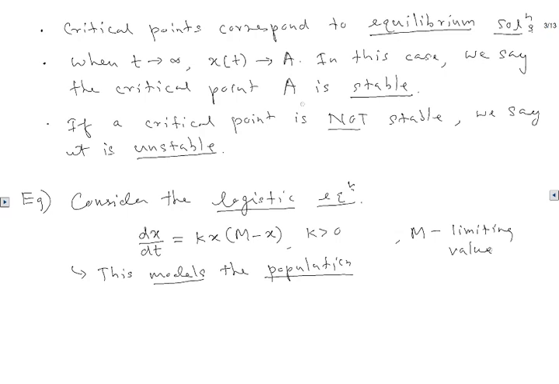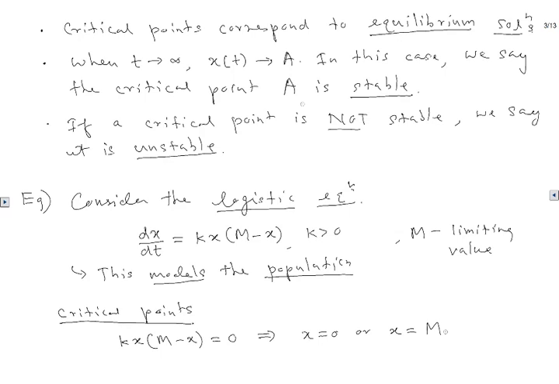So what are the critical points? Let's look at the critical points for this one. How to get the critical points? To get the critical points, we're going to take the f(x) part equal to 0. In this case we're going to set k x (m minus x) equal to 0. This gives you that either x equals 0 or x equals m. So there are two critical points. One critical point is x equals 0, the other critical point is x equals m.